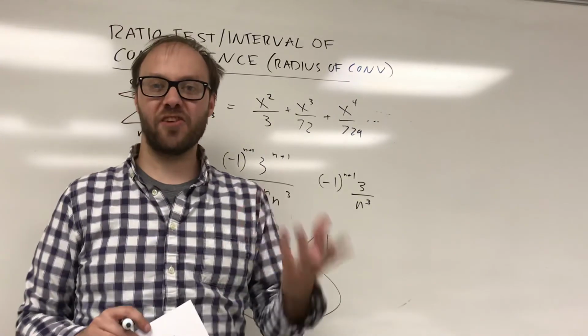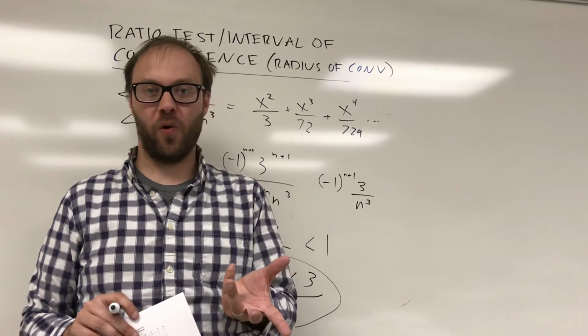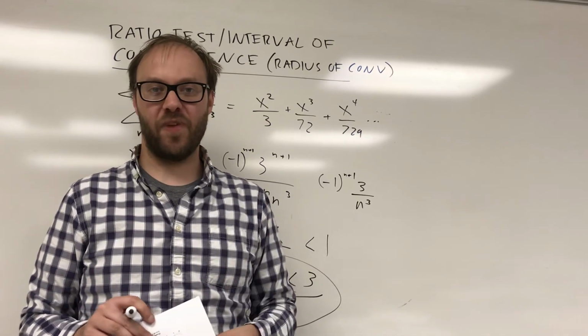So that's how you can use the ratio test to find what's called the interval of convergence, or sometimes they just ask you to find the radius of convergence.